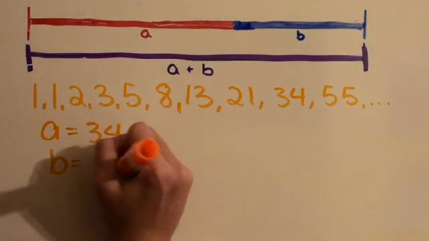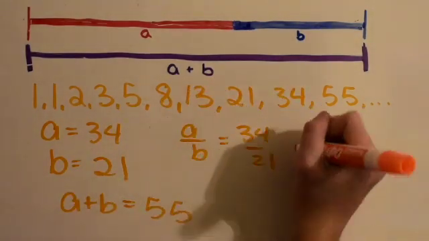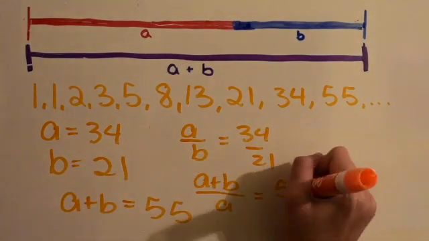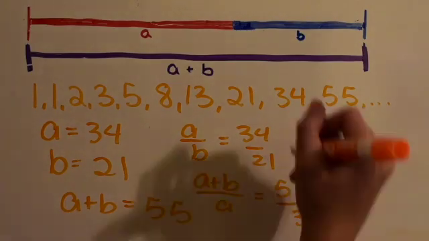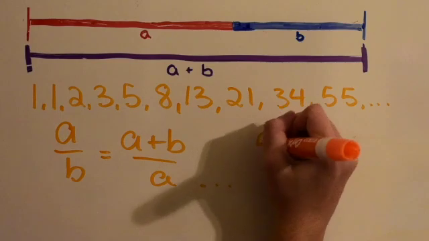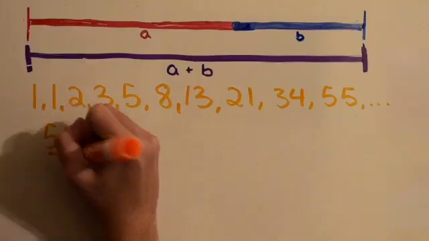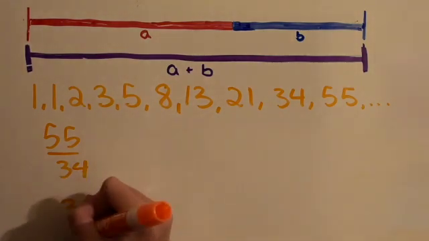Let's make these numbers a little bit less hypothetical and start assigning some values. A is equal to 34 and B is equal to 21, and A plus B equals 55, all Fibonacci numbers. And with the knowledge that we have before, we know the equivalency of these numbers. A over B equals A plus B over A. This is equal to 55 over 34, which is also equal to 34 over 21 using our proportions.